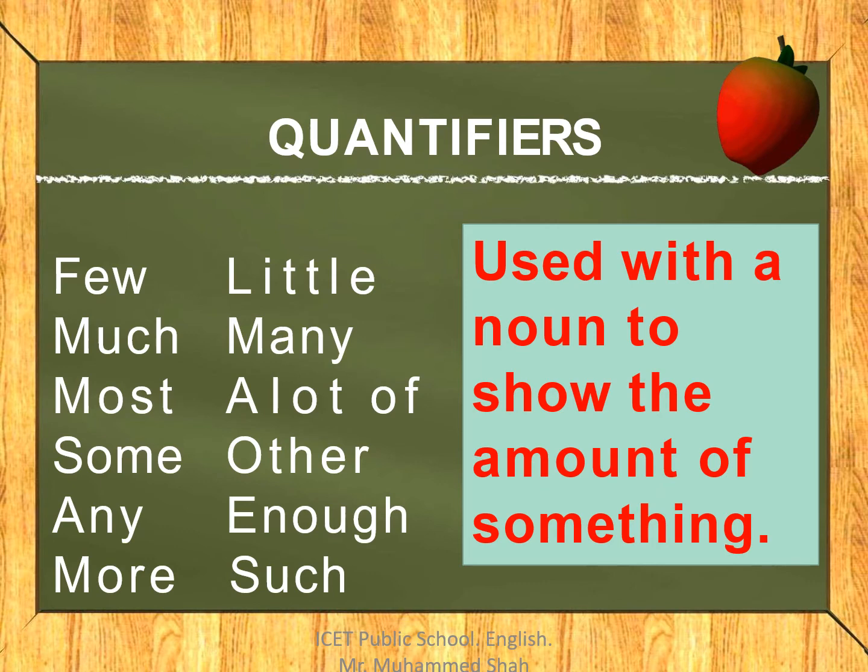We can look into quantifiers now. Quantifiers are words that are used with a noun to show the amount of something. These are the quantifiers: few, much, most, some, any, more, little, many, a lot of, other, enough, such. There are many other words also. These are some examples of quantifiers. So keep in mind, the words that show the quantity or the amount of a noun are called quantifiers. All quantifiers are determiners.